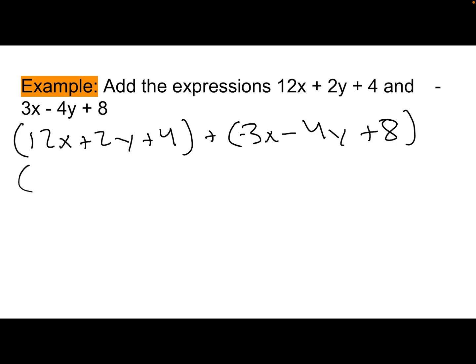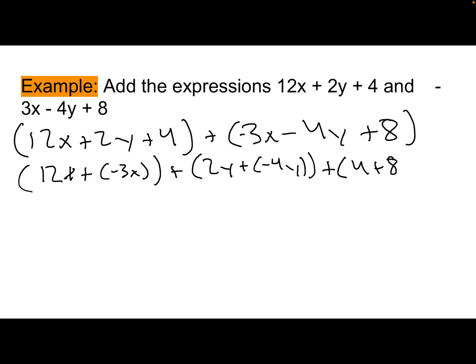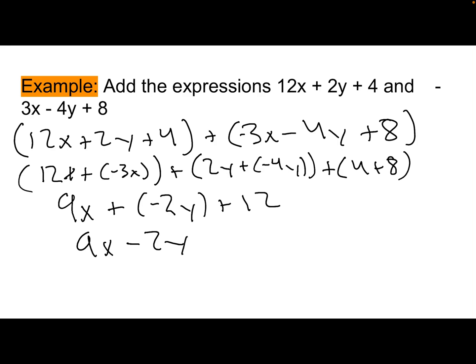First thing to do here is group together all my x's. So I have a 12x plus negative 3x, and we're going to add to that a 2y plus negative 4y, and add to that 4 plus 8. So 12x plus negative 3x is going to give me a positive 9x, because 12 minus 3 is 9. Then positive 2y plus negative 4y is going to give me a negative 2y. And 4 plus 8 will just give me 12. So we have 9x minus 2y plus 12 for our answer here.